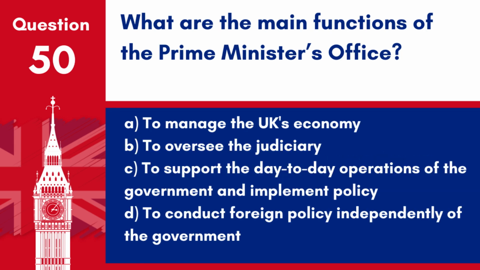Question 50. What are the main functions of the Prime Minister's office? A. To manage the UK's economy. B. To oversee the judiciary. C. To support the day-to-day operations of the government and implement policy. D. To conduct foreign policy independently of the government.